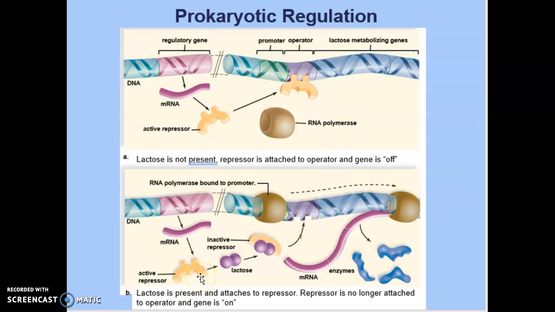Okay, but down here, let's say you just ate ice cream. Now you have lactose in your system. Lactose will actually bind to this repressor protein, and that protein will change shape and fall off of the operator. Now there's nothing blocking this RNA polymerase from binding to the promoter region, and voila, here's the RNA polymerase, and this lactase gene is actually transcribed, and lactase is formed so that it can break down the lactose.